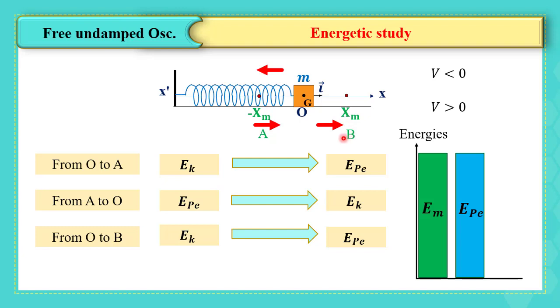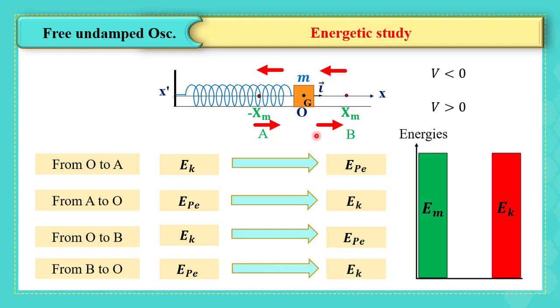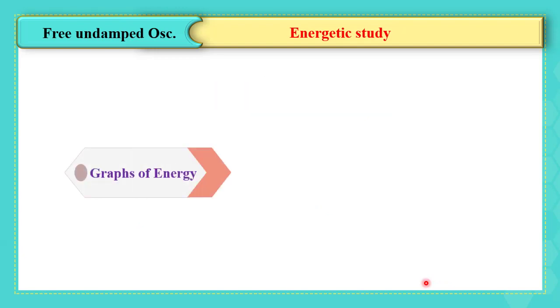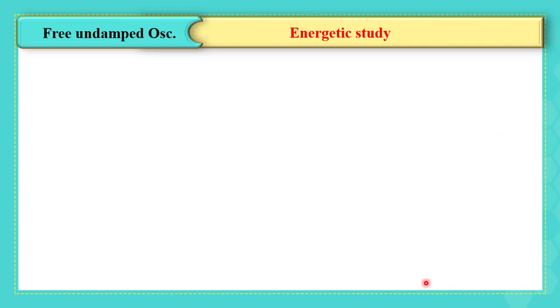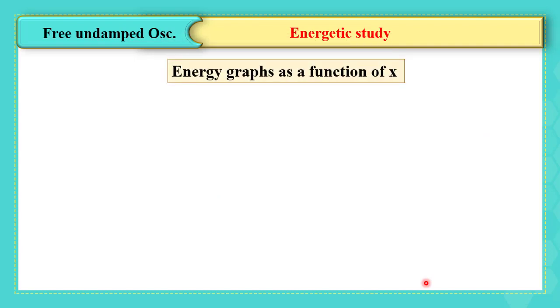The velocity becomes 0 then when the kinetic energy is completely converted to the elastic potential energy. Again, from B to O, the elastic potential energy is converted to kinetic energy at equilibrium where the velocity is maximum. Since we are dealing with a simple harmonic motion, then the mechanical energy is constant during all this conversion. The variations in energy can be studied either as a function of time or as a function of x. We are going to start with the study of energy as a function of x.